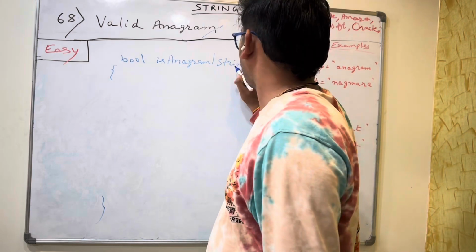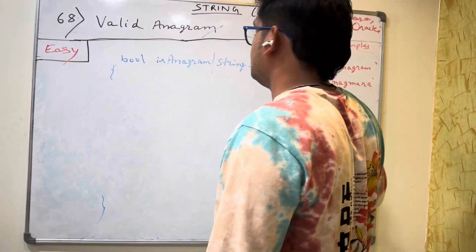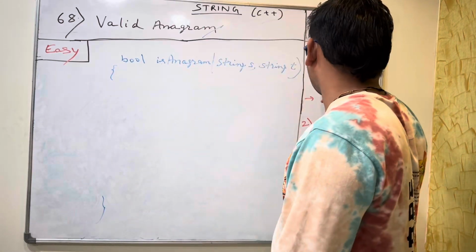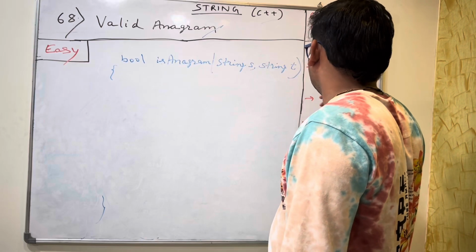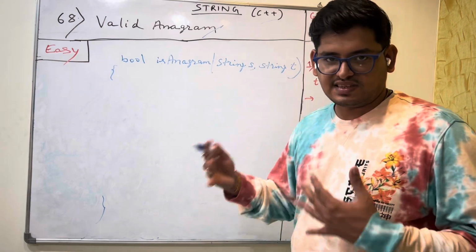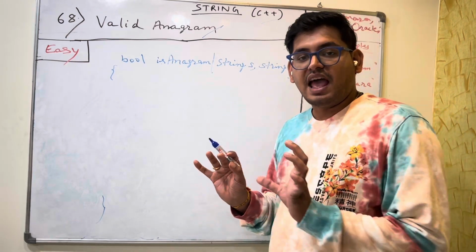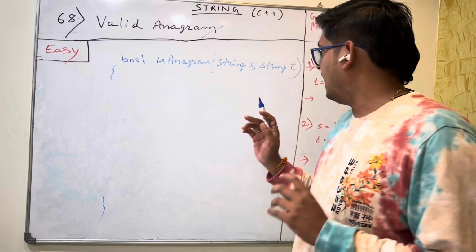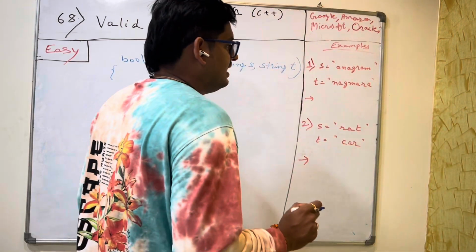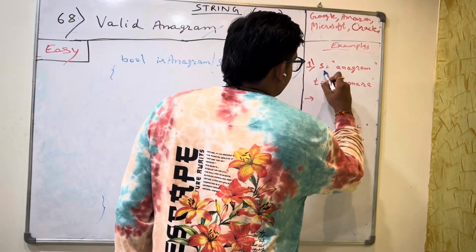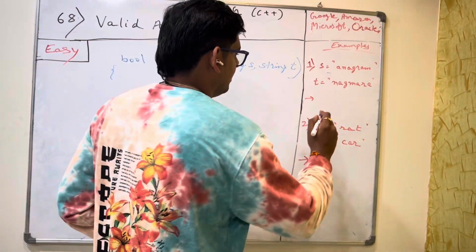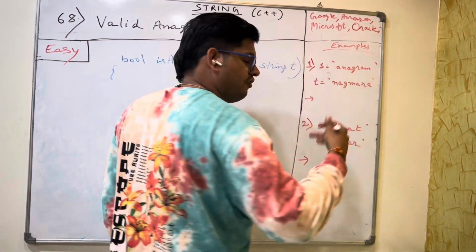In this problem we are given two strings S and T. We need to return whether T is an anagram of S or not. Anagram means that you can rearrange the alphabets or letters in string T to form string S. S and T have the same alphabets with the same frequency. So if we rearrange whatever letters are there in T, can we form S?